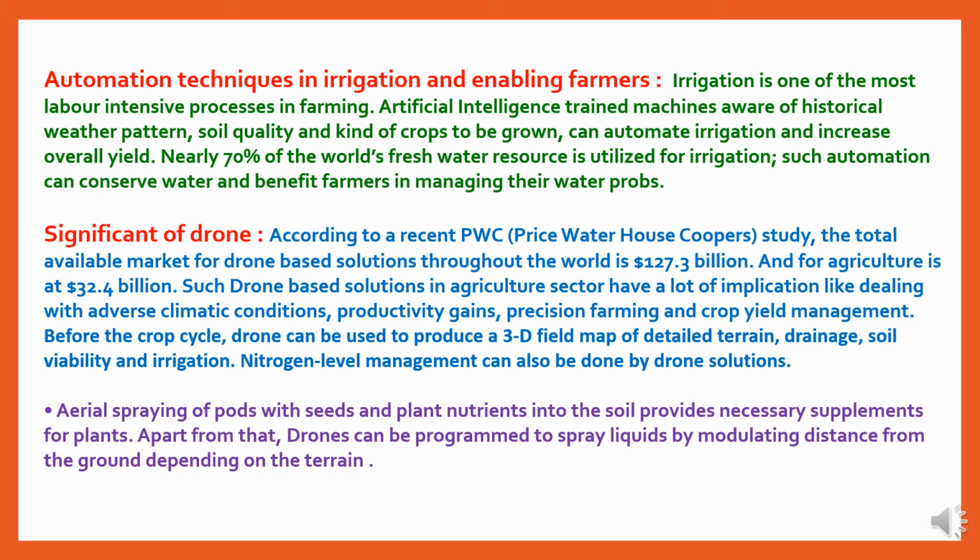Aerial spraying of pots with seeds and plant nutrients into the soil provides necessary supplements for plants. Apart from that, drones can be programmed to spray liquids by modulating distance from the ground depending on the terrain.